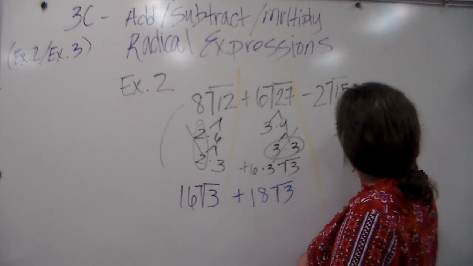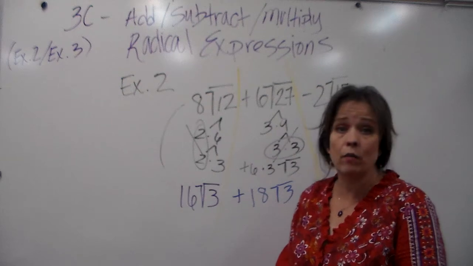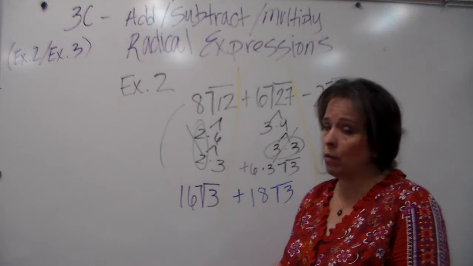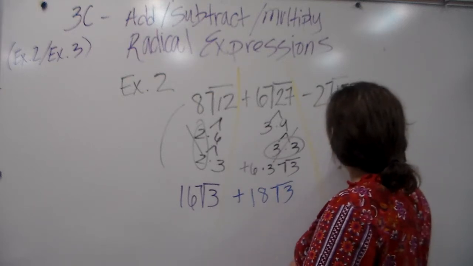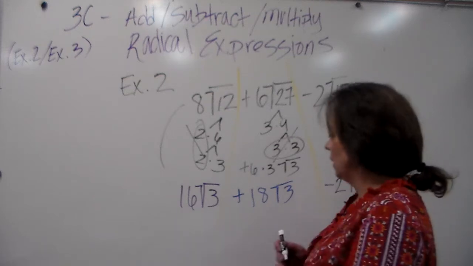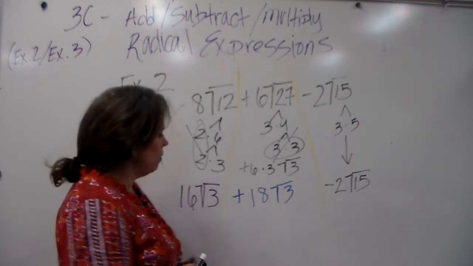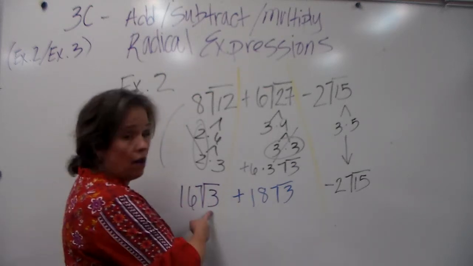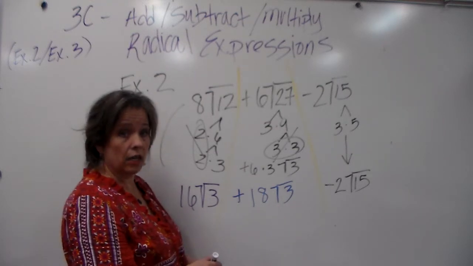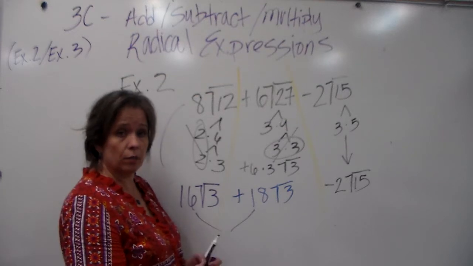All right, so let's try this last one. Our square root 15 factors to 3 and 5. We don't have a match there, which means we can't simplify that term anymore. So that term will just come down as minus 2 root 15. Now we look at what our problem looks like, and we can see that since we have a root 3 here and a root 3 in our second term as well, we can combine our first and second terms.